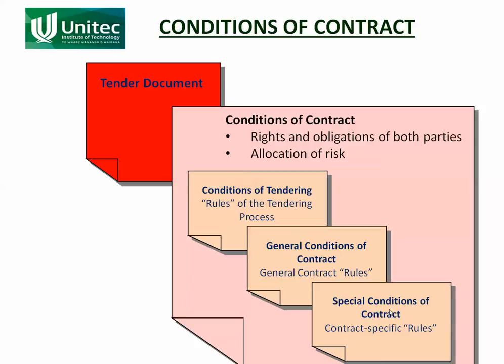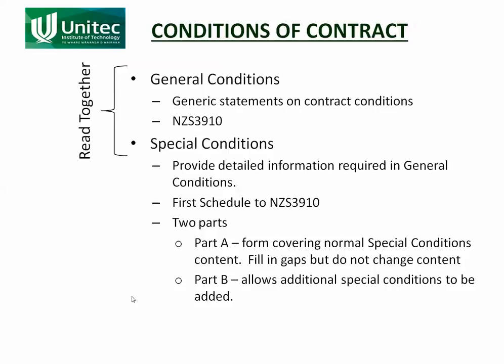The general and special conditions of contract work together. They're two parts of one contract. The general condition sets out the general contract rules. It's a generic document. It is NZS 3910 basically. The special conditions modify, add to, provide more information to the statements in the general conditions. The general conditions, you don't write anything in the general conditions. You shouldn't change them. If you want to change them, you do that in the special conditions, and we'll look at that a bit more now.